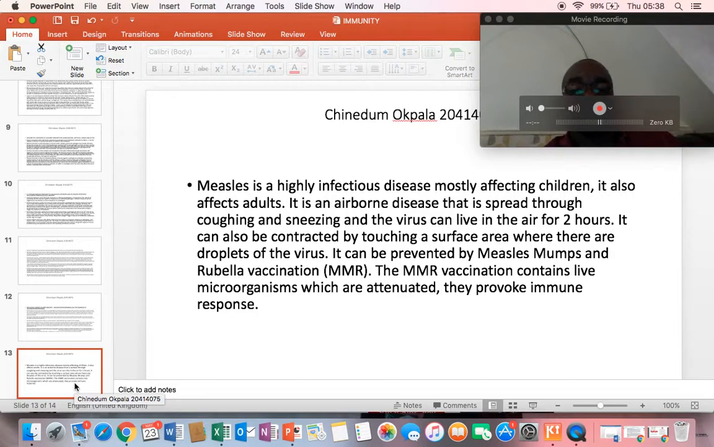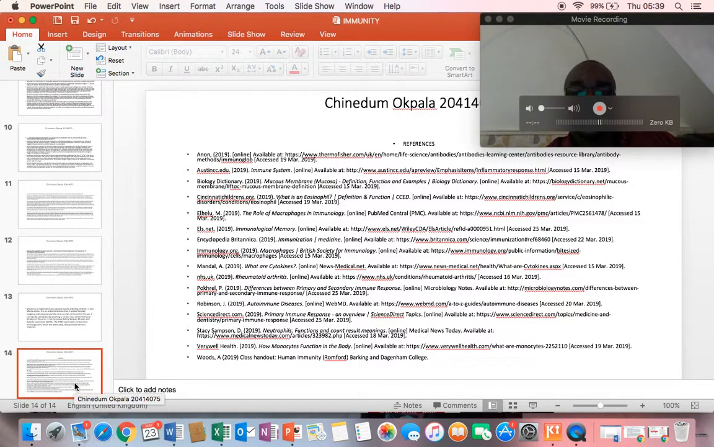Measles is a highly infectious disease, mostly affecting children. It also affects adults. It is an airborne disease that is spread through coughing and sneezing, and the virus can live in the air for about 2 hours. It can also be contracted by touching a surface where there are droplets of the virus. It can be prevented by MMR vaccination. The MMR vaccination contains microorganisms which are attenuated. They provoke an immune response. Thank you, and this is the end of my presentation.